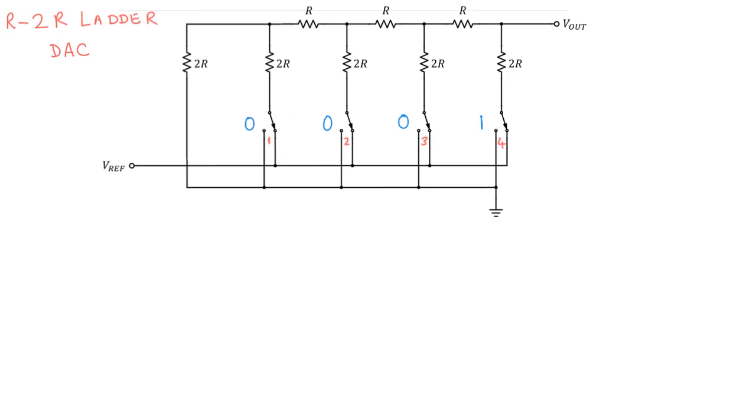And what does it mean to say that these switches are off? What we mean is that the switches are connected to ground. And what do we mean when we say that this switch is on? It means that it is connected to VREF. Okay, so now let's look at the output of the signal corresponding to this code 0001.